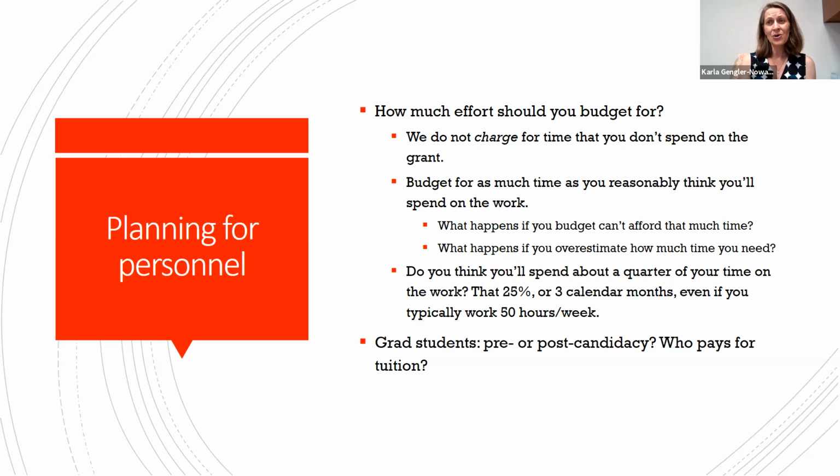So, and I know that most faculty are not 40-hour week people. What we're talking about when we're talking about percent effort is the totality of your time. If you are a 50-hour week person generally, or 60 or 70 or 80-hour week person, if you think you're going to spend about a quarter of your time, that's 25% or 3 calendar months, even if you work many, many hours a week. We're not worrying about 40-hour weeks.